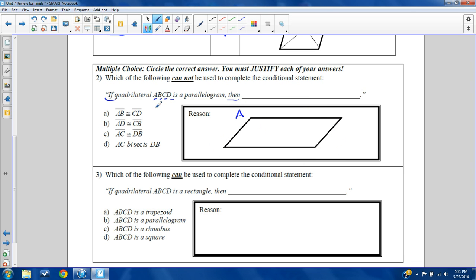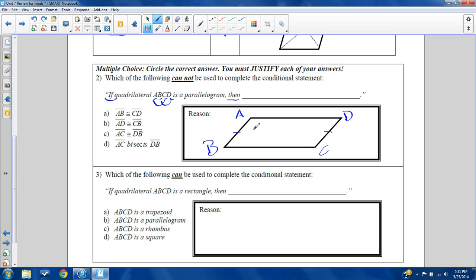So in other words, A and C, the letters that don't touch each other, must be on opposite sides of the parallelogram. And B and D, the letters which don't touch each other, must be on opposite sides of the parallelogram. I can put B here and D here. I could have put B here and D here. It won't change these facts that need to be true. For instance, AB is congruent to CD. That is true. Opposite sides of a parallelogram are congruent.